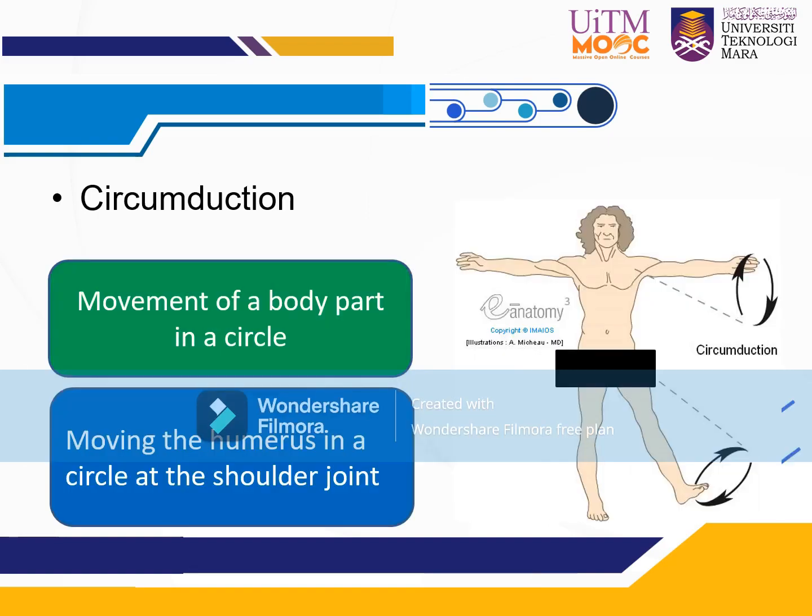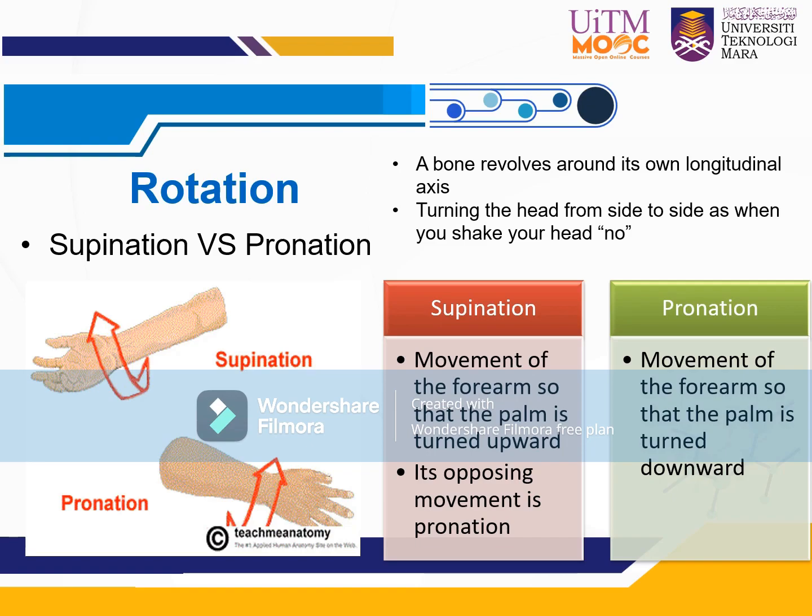Last but not least for angular movement is circumduction. This movement is the movement of body parts in a circle. For example, moving the humerus in a circle at the shoulder joint. For rotational movement, the bone rotates around its own longitudinal axis. For example, turning your head from side to side, like when you shake your head no.